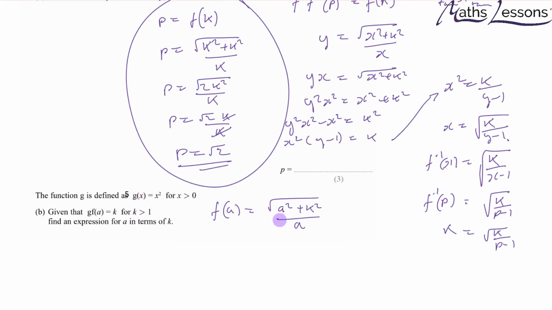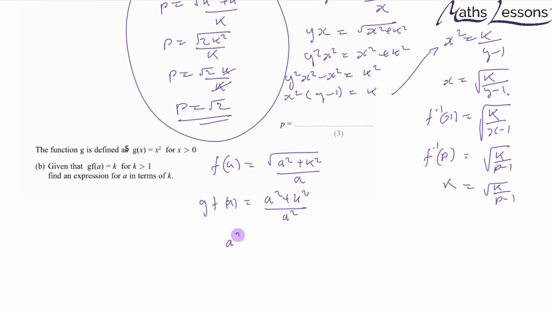Now g of that is the square of that, so g f of a is equal to all that squared. So you get a squared plus k squared over a squared, because you square the top and you square the bottom. Now we know that that is equal to k. So a squared plus k squared over a squared equals k. Then we can times that out by a squared. So a squared plus k squared equals k a squared.